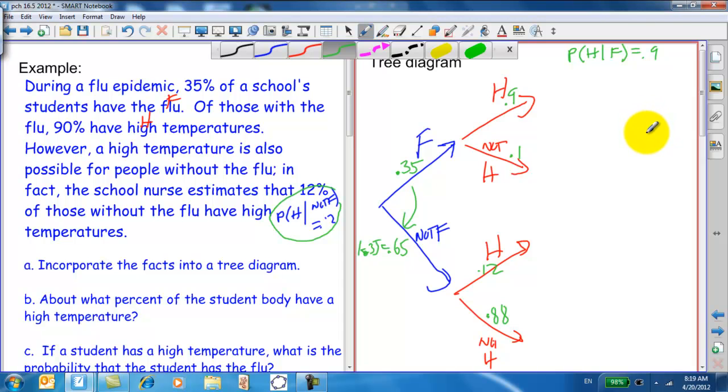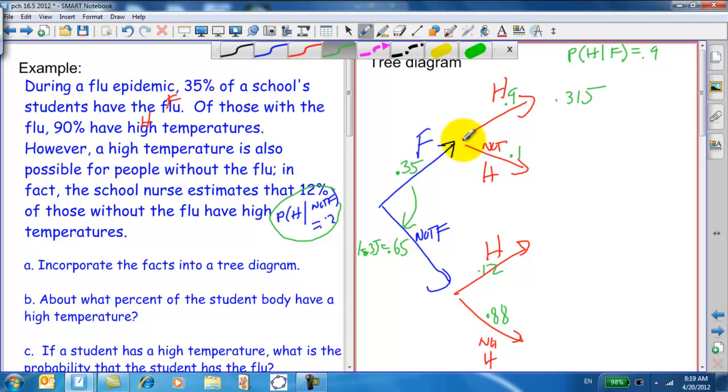Now, what percent of the student body have a high temperature? That's here and here. What you have to do is multiply all these out. So you get out your calculator, and what we actually put on the branches of the tree are the conditional probabilities, and then at each leaf will be the product of all those conditional probabilities. So our first leaf here, somebody who gets the flu and has a high temperature, that's 0.35 times 0.9, you get 0.315.